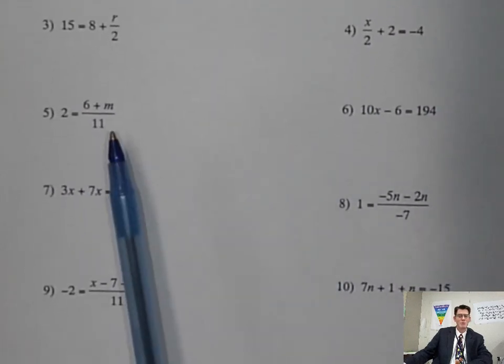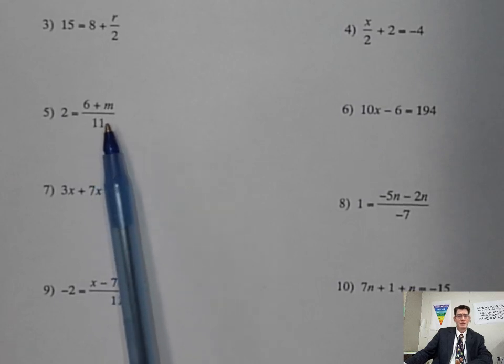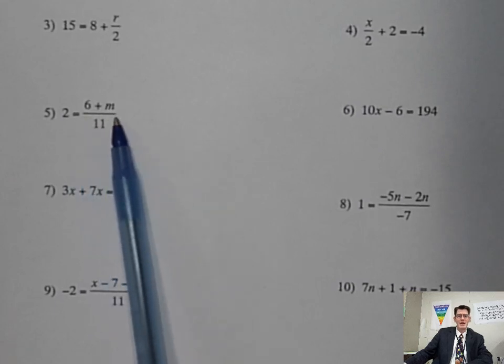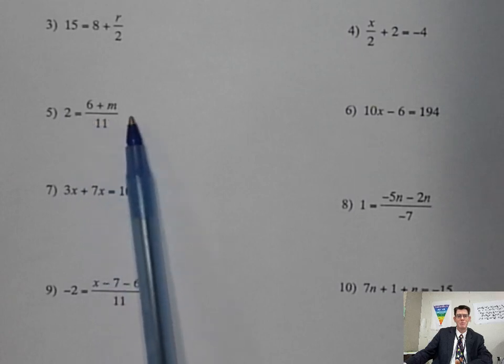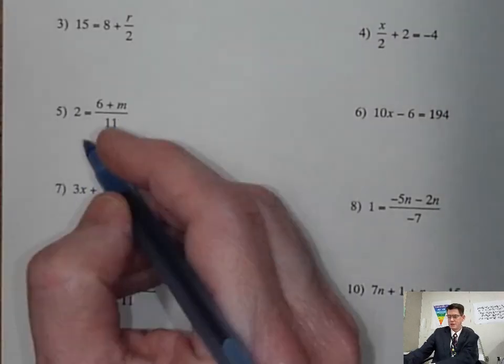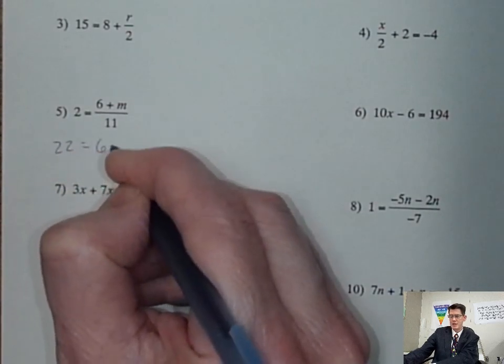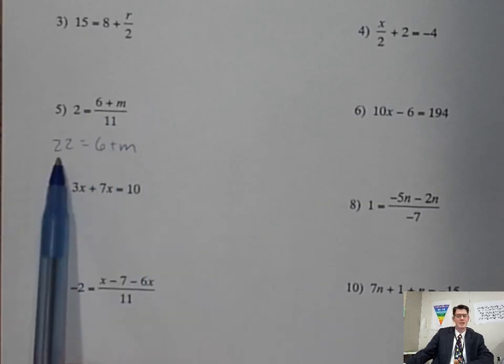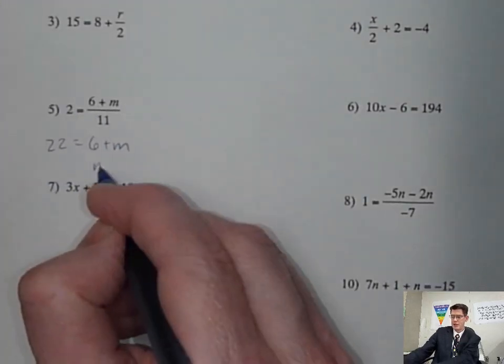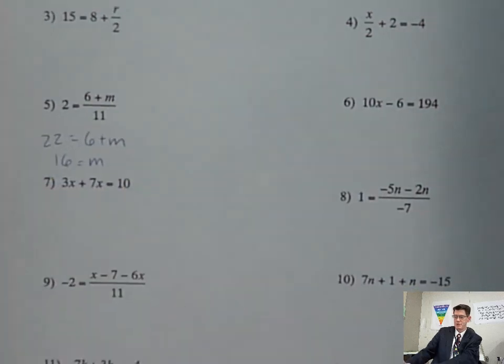On problems like this, just to take the 11, it's divided off that entire side of the equation, that side of the equal sign, so you can multiply both sides by 11 to get 22 is the same thing as 6m. I didn't show the step, but I just multiplied both sides by 11. And then you can just subtract 6 off of both sides to get that m is 16.